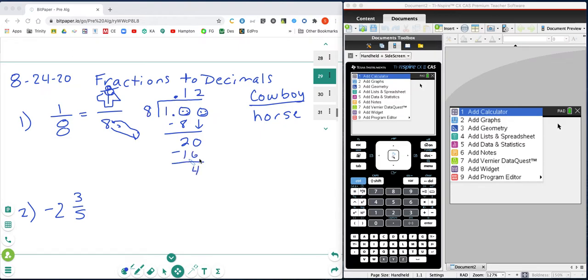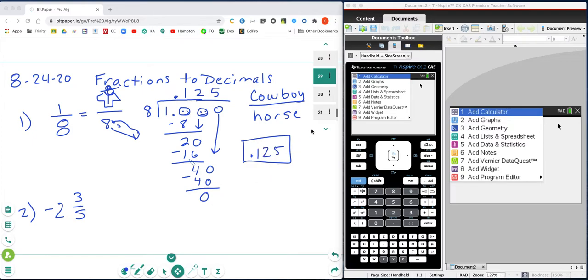Subtract. I don't have 0, so I'm going to need to add another 0. Bring it down. So now I have 8 goes into 40 5 times. And now my remainder is 0, so I'm done. So my answer is going to be 0.125.